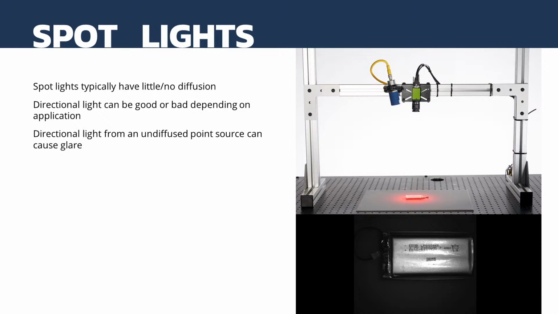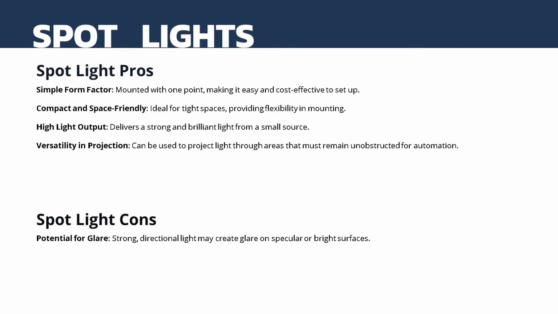So in summary for the spotlights, the obvious pro, again, is the simplest form factor. I mount it once with one mounting point. It's a low cost form factor as well. Easy to mount and place in tight spaces. We can project through obscured areas that must remain clear for automation, and it's a strong and brilliant light. We get a lot of light out of a small spotlight. The cons then are that strong and directional light can cause glare on specular or bright surfaces.